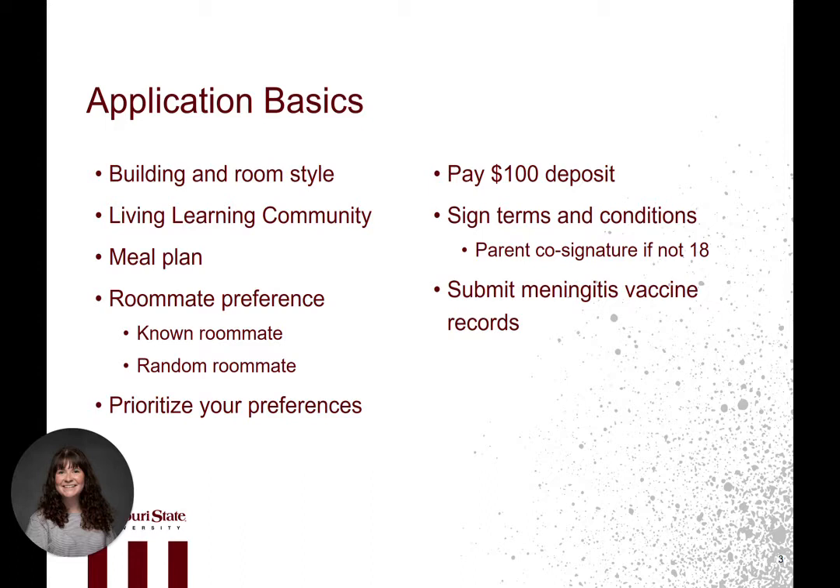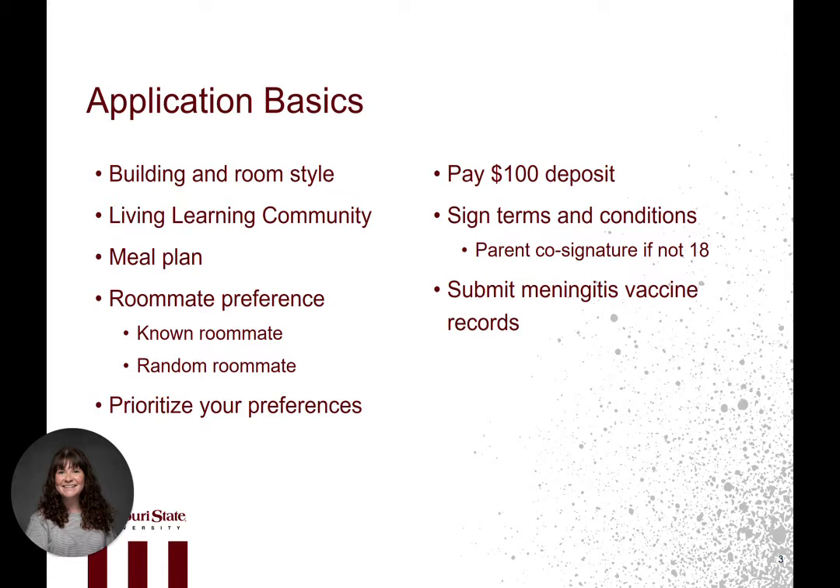So once you have filled out all of your preferences, you'll then be prompted for a few other items. All these items must be completed before your housing application is considered complete. The first item is paying your $100 housing deposit. You'll also sign the housing contract terms and conditions, and if you are not yet 18, this application will also require a parent co-signature. You'll also be given instructions on how to submit proof of your meningitis vaccine, which is sent to our health center outside of the online application.